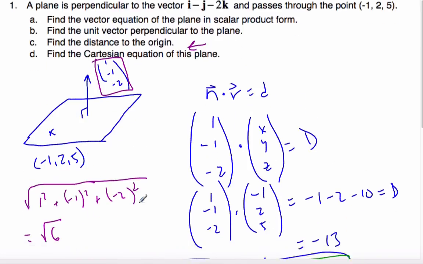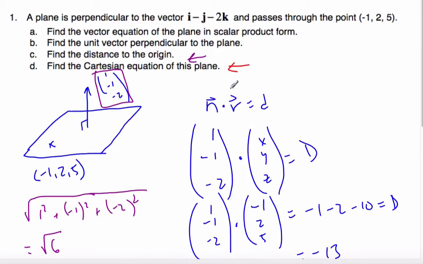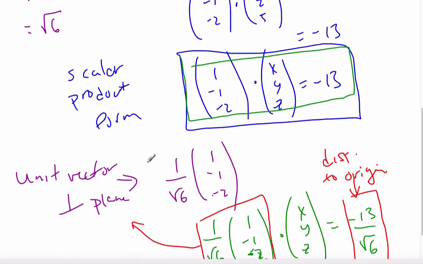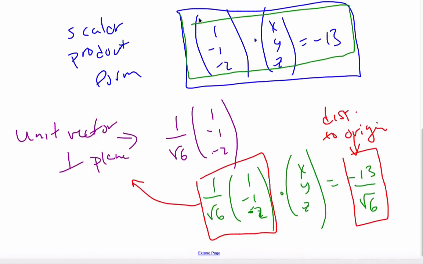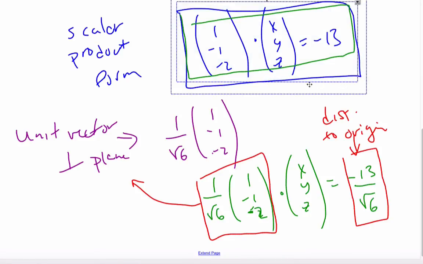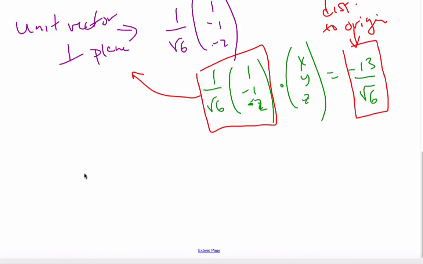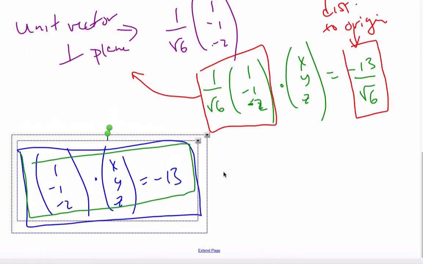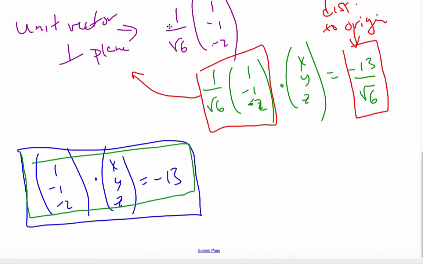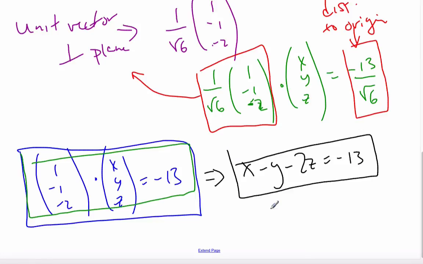And the final question says, find the Cartesian equation of this plane. Well, to do that, I'm going to start from the scalar product form here. I'm going to take that form, and let's work from there. And this is the key. We take our scalar product form, and we actually just multiply it out. And so if I multiply out the scalar product form, I get x minus y minus 2z is equal to -13. This is what we call the Cartesian form.